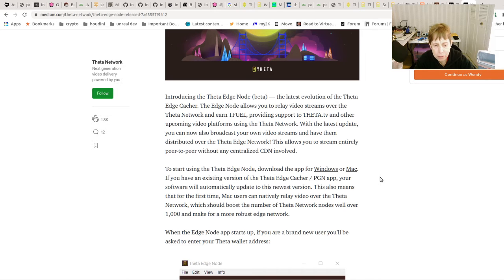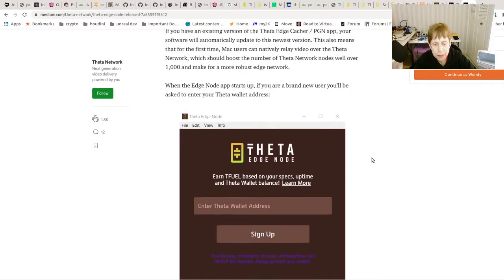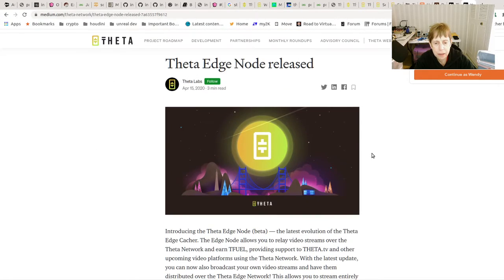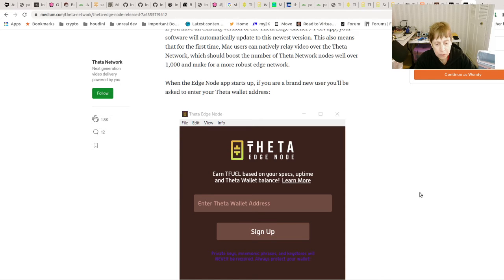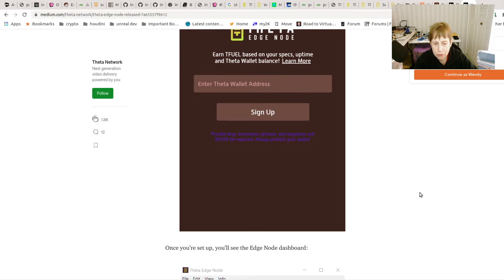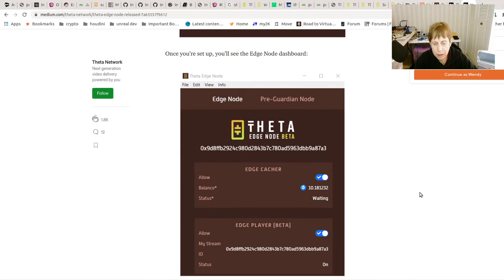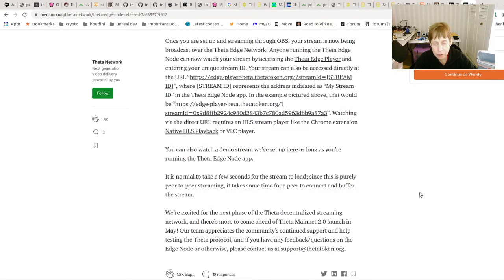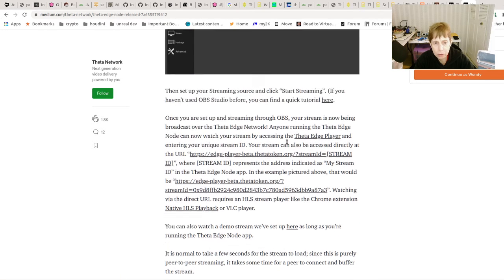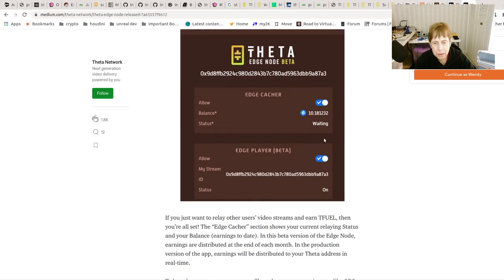do it that way. But at any rate, these Edge nodes are very exciting because they let you earn T-fuel. They allow you to increase the capacity and the distribution of the network. And finally, they let you broadcast your own live stream, your own Twitch. So this is very exciting, and we're going to be definitely delving more into this by starting with setting up an Edge node, and then see what we can do with it.